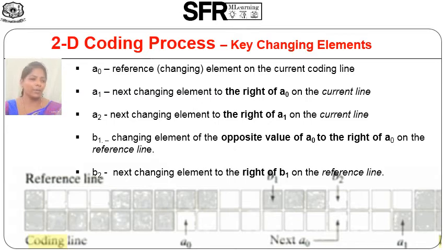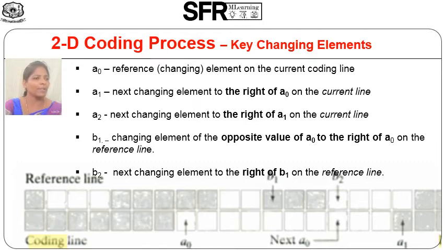Here you can see the diagram at the bottom right. The line below is the coding line, and the first line is the reference line. From these lines we first have to determine the changing elements. Here you can see 5 different types of changing elements. A0 means the changing element on the current coding line. In the diagram below you can see the pixels are 0, 0, it goes on with 0, and at the A0 position it becomes 1. So that is the changing element for the current coding line.